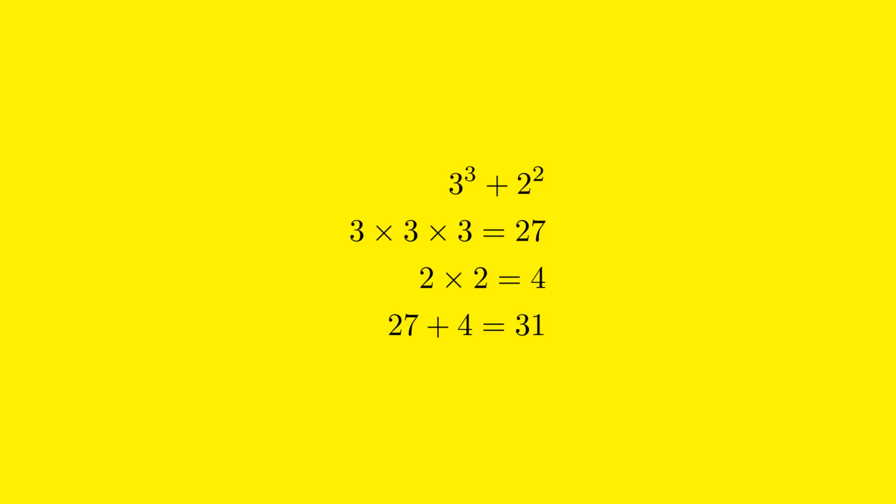Next, evaluate 2 raised to the second power. This means multiplying 2 by itself. So 2 times 2 equals 4. Therefore, 2 raised to the second power equals 4. After evaluating the exponents, the expression simplifies to 27 plus 4. We now have an expression without any exponents, 27 plus 4.